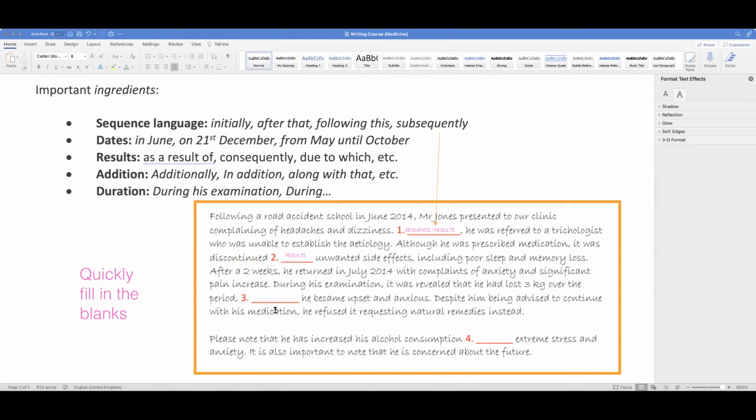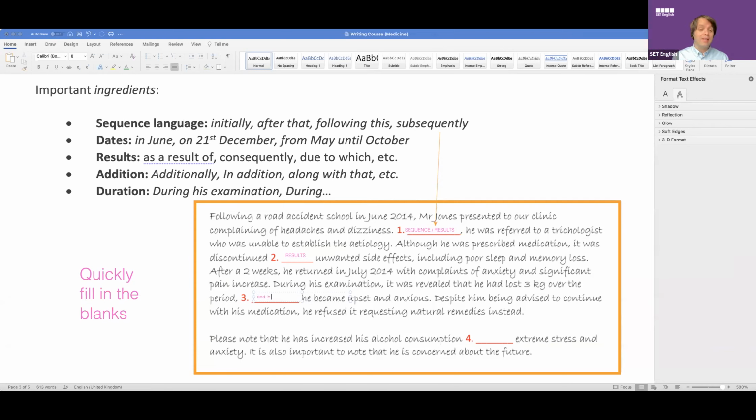What about number 3? During examination, it was revealed that he had lost 3 kg. And as a result. What else can we say, guys? And subsequently, and in addition to that. We need "and" here, by the way, because it's a separate clause.